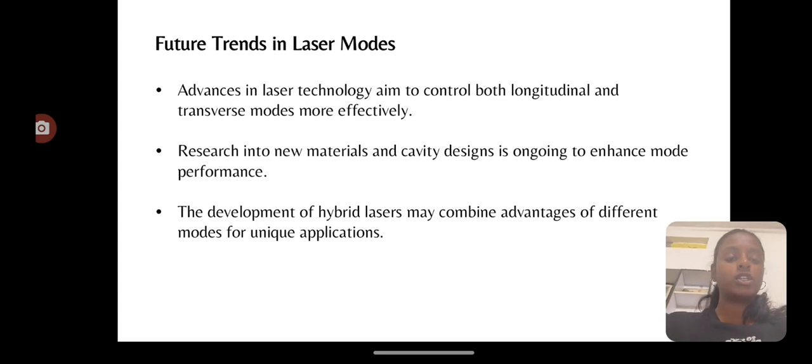To know the future trends in the laser modes, advances in laser technology aim to control both longitudinal and transverse modes more effectively. Research into new materials and cavity designs is ongoing to enhance mode performance. The development of hybrid lasers may combine advantages of different modes for unique applications.